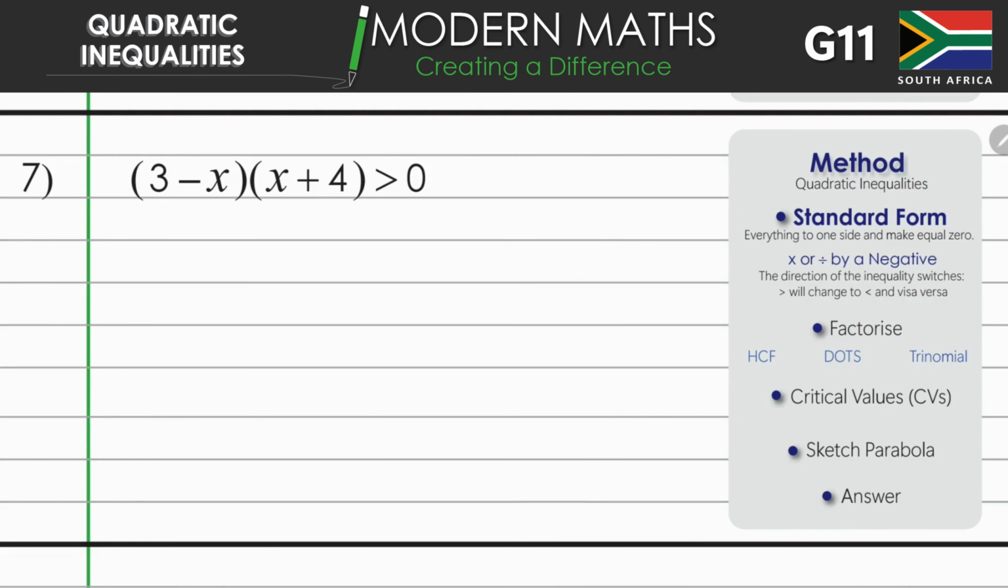Alrighty, from here on out, we are going to be tackling the tough questions. Okay, so we can see this thing's factorized. There's a 0 on the right hand side. So I jump straight to critical values.